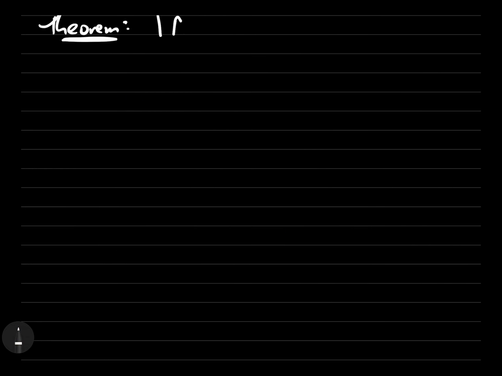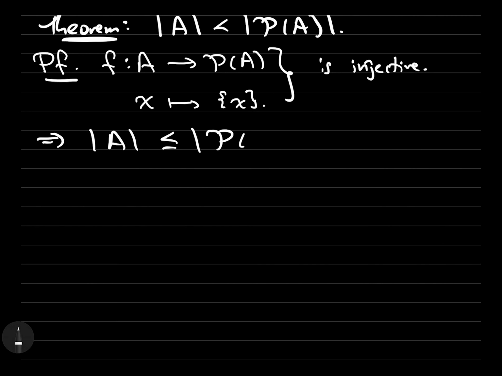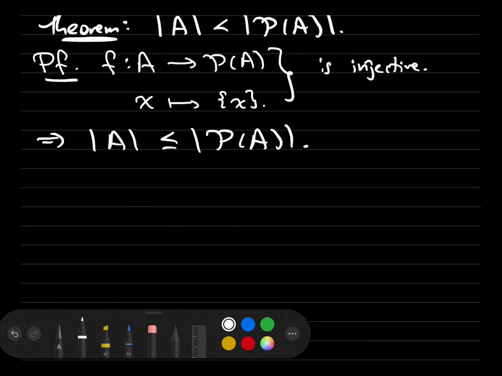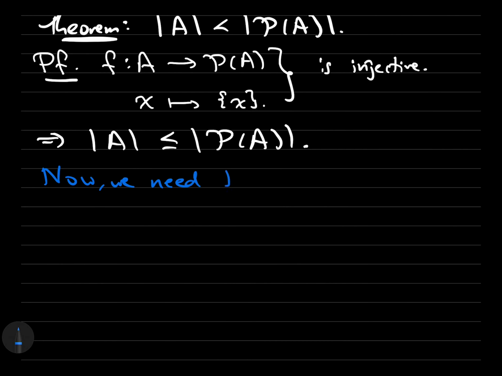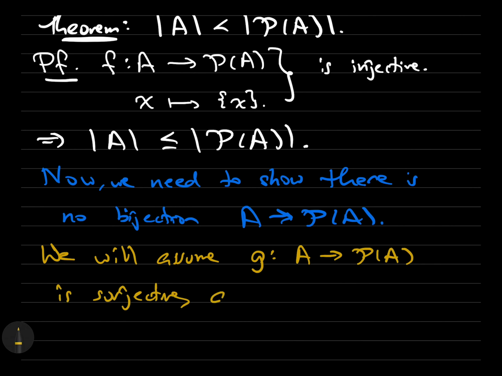First of all, we're going to show that the cardinality of A is less than or equal to the cardinality of its power set. The way we're going to do that is by demonstrating an injection. And here's one. If we have the map from A to the power set of A that sends x to the set only containing x, we can check pretty easily that that's an injective function. That implies that the cardinality of A is less than or equal to the cardinality of the power set of A. Now we need to show that there is no bijection from A to its power set. What we're going to do is assume that we have a surjective function from A to the power set of A and obtain a contradiction.